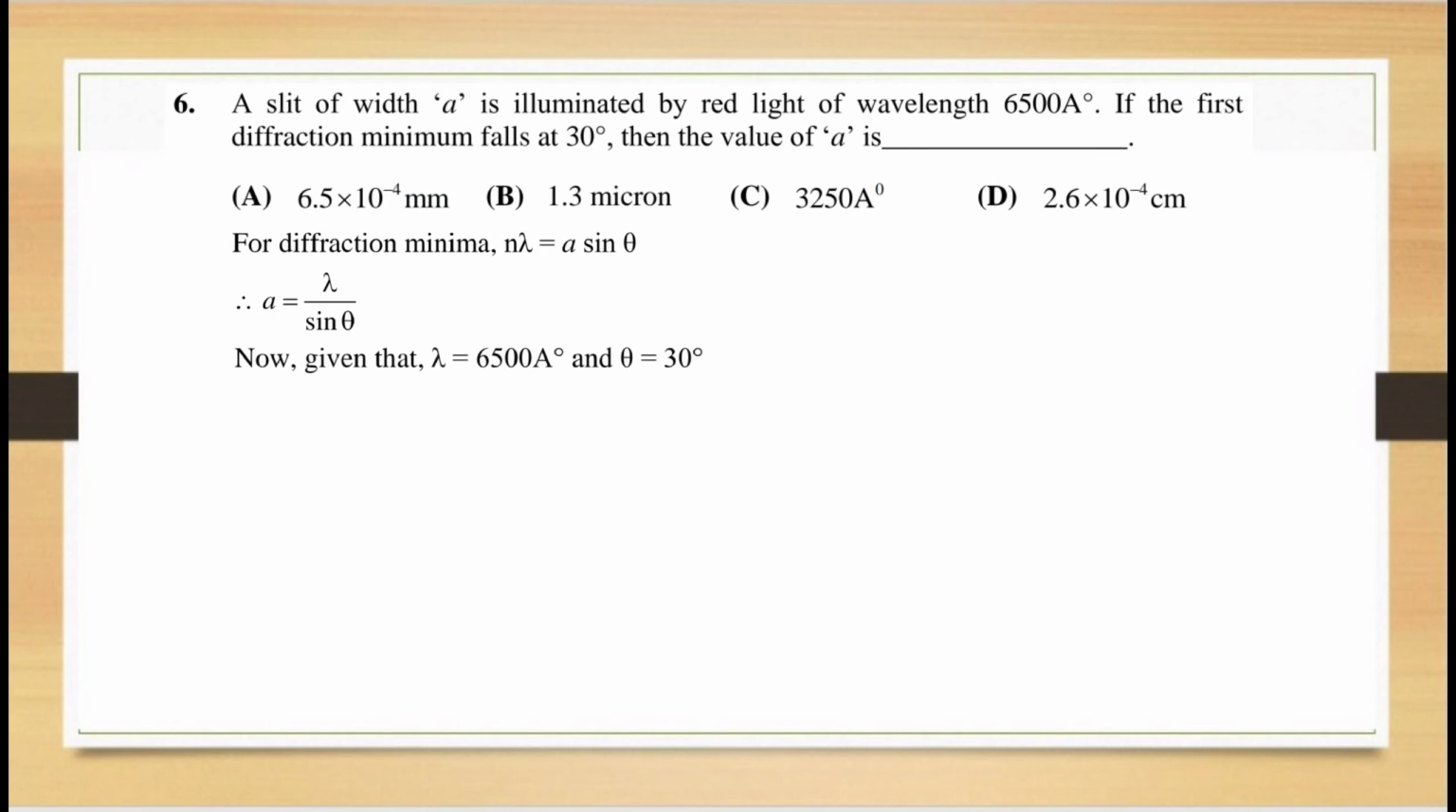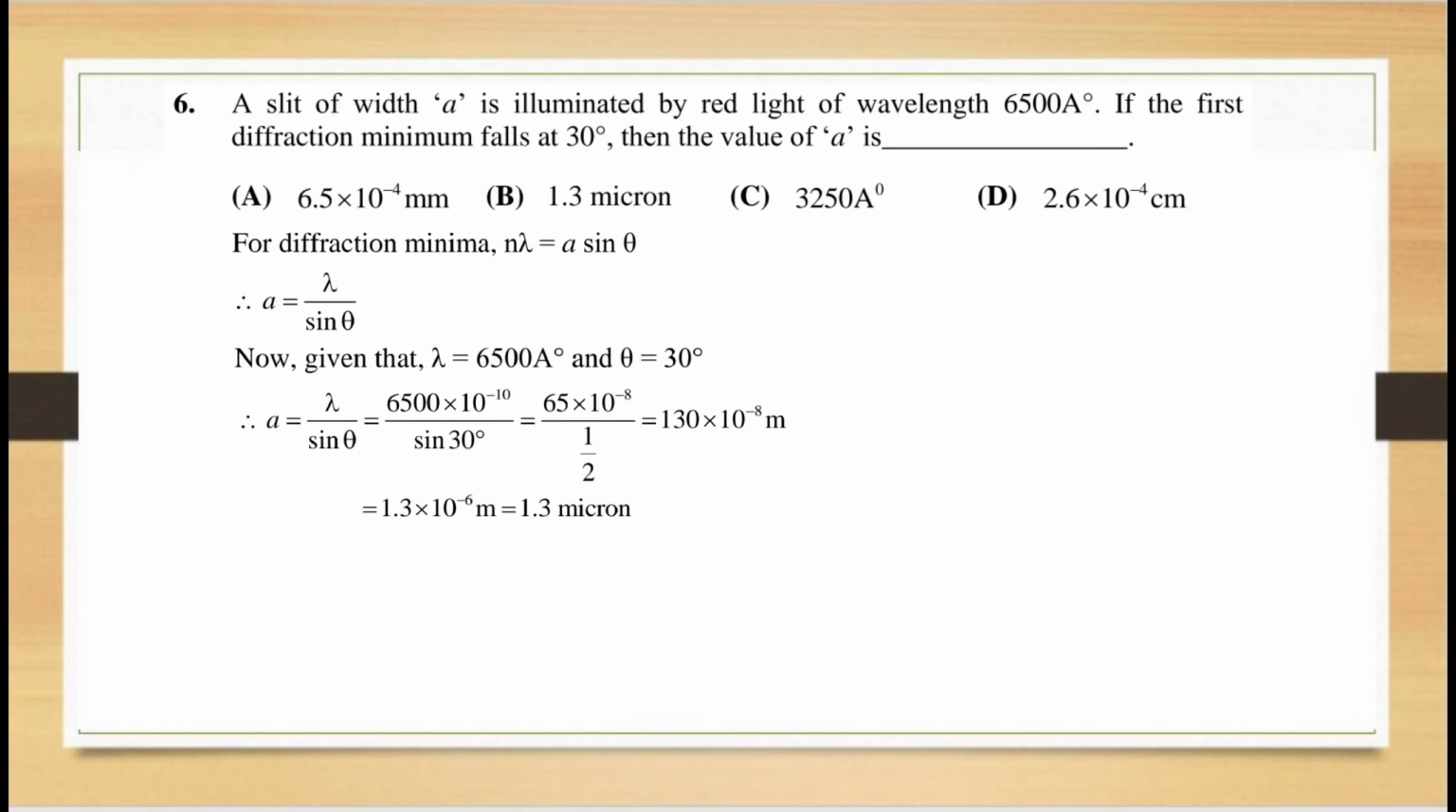Now given that lambda equals 6500 angstrom and theta equals 30 degree. Therefore, a equals lambda by sin theta, which equals 6500 into 10 power minus 10 by sin 30 degree, which equals 65 into 10 power minus 8 by 1 by 2 equals 130 into 10 power minus 8 meter equals 1.3 into 10 power minus 6 meter, which equals 1.3 micron. So, option B is correct.